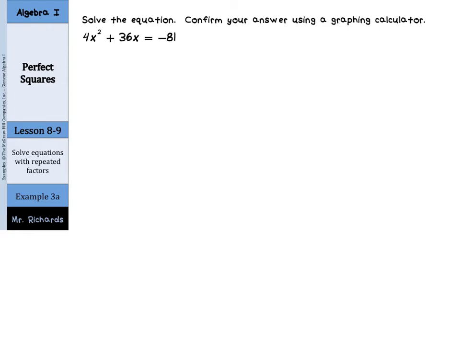We have 4x squared plus 36x equals negative 81, and we want to get this equal to 0. So we're actually going to add 81 to both sides of our equation here, which leaves me with 4x squared plus 36x plus 81 equals 0. Now there is no GCF to factor out here, so what we can do is look to see if this is a perfect square trinomial.